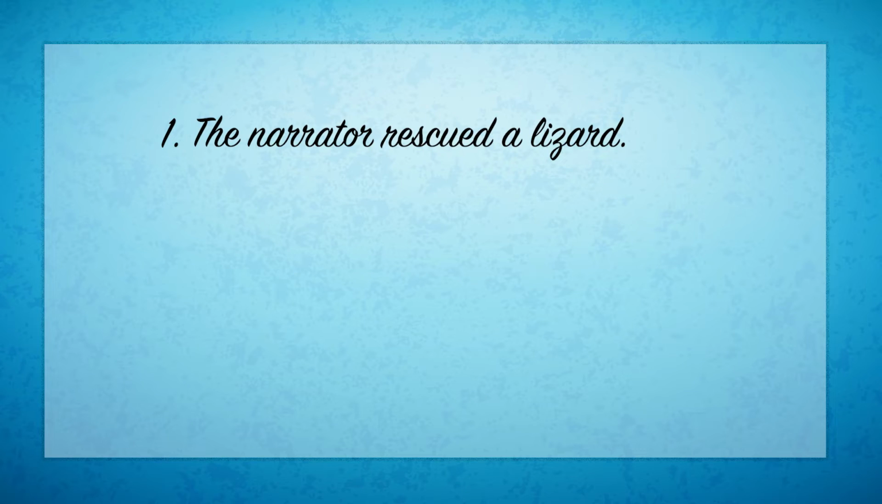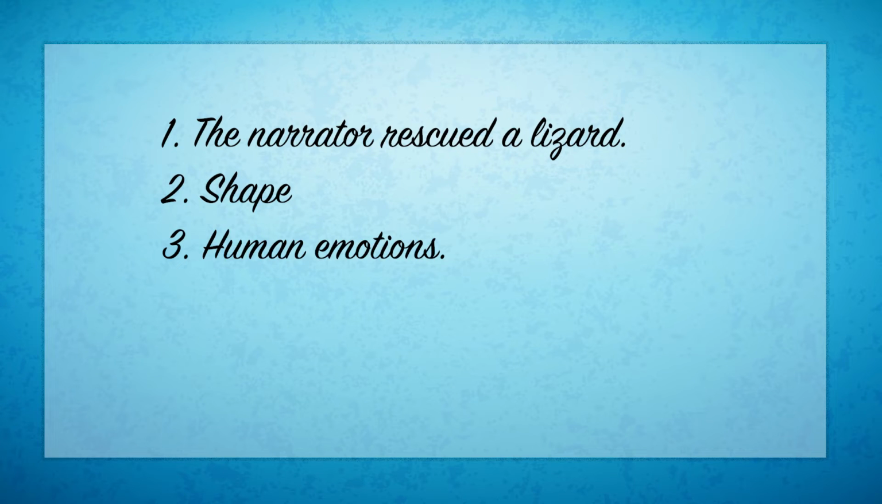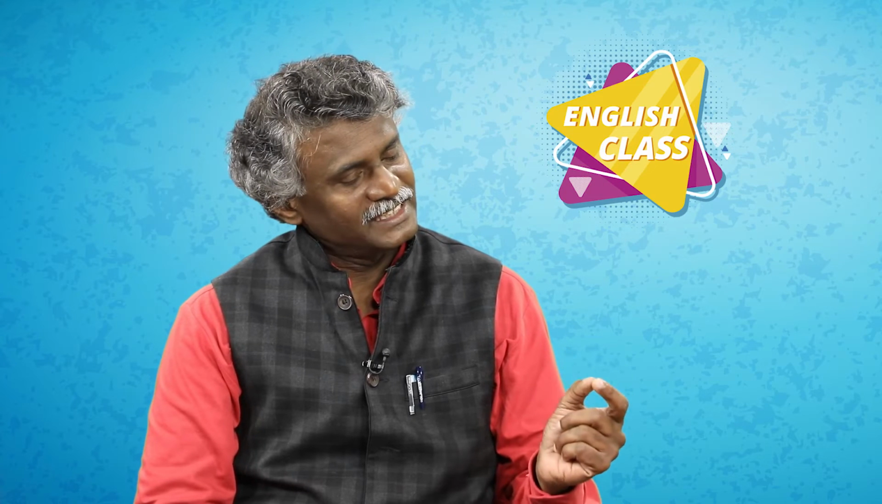Now, the first point, second point, third point, and it nicely moves. Look at it. First point is the narrator rescued a lizard. Then he describes second point, shape. Third point, how it behaved, human emotions. Then I have a problem: you can't simply give one main point and leave it at that, because any main point will have sub points. Okay, sir. So, you may club the fifth one, that is ancient, into the fourth one.